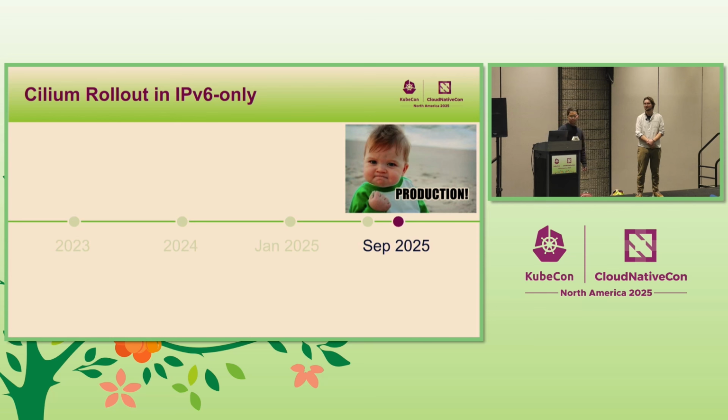And we finally rolled out Cilium in production for the first time, an IPv6 only cluster, in September. As of today, we have rolled out Cilium in 4 production clusters, IPv6 only.